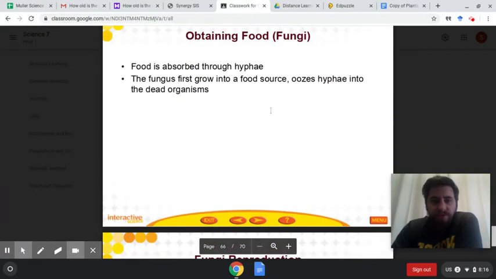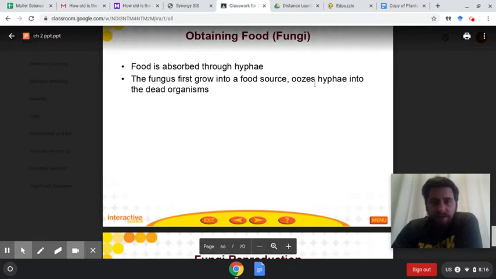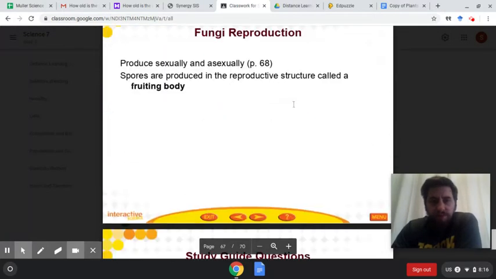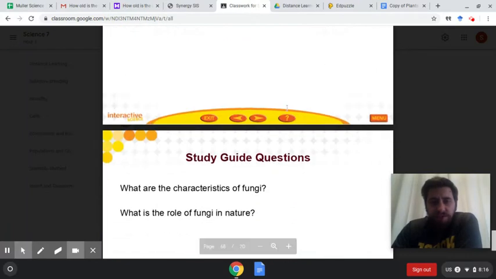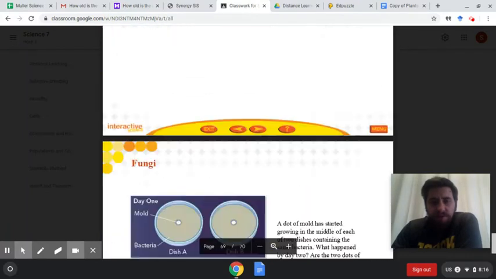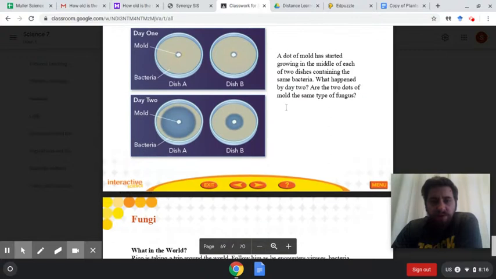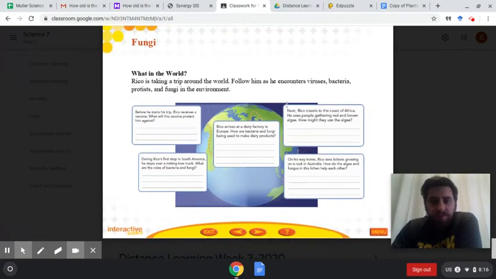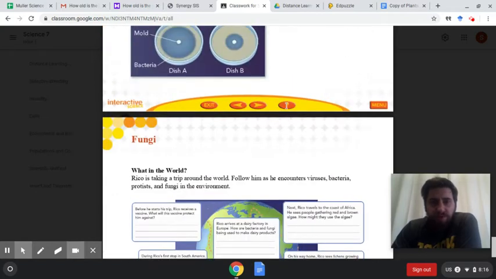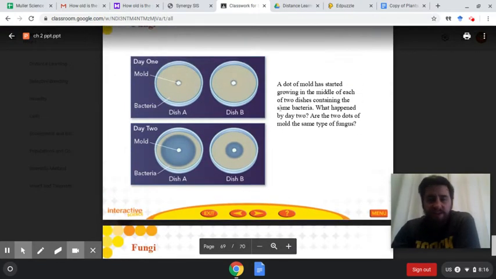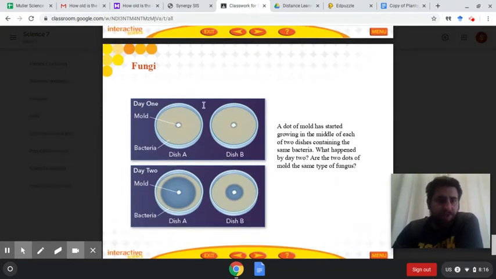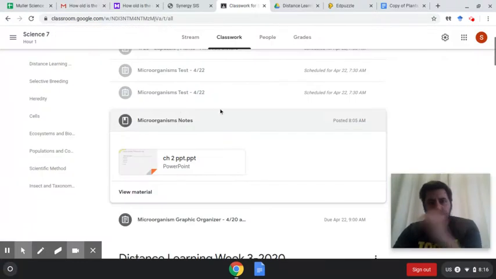Obtaining food. Here's another characteristic. They get it through hyphae. Okay. Reproduction through a fruiting body, through spores. Okay, that's interesting. And then a few other things about fungus, right? What are the roles of fungus? Lots of them. Okay, they can be a food source. You can use them to fight off bacteria. Okay. And they're really, really good decomposers. Okay. So there you go for that.